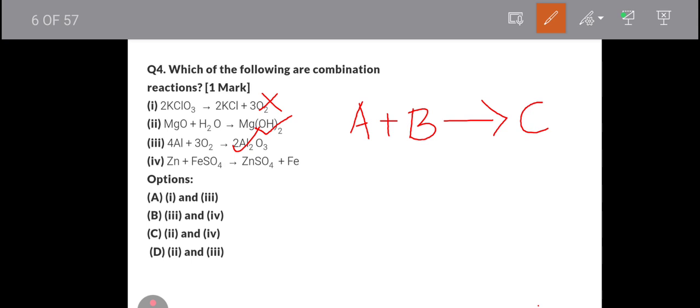Now, you just see the last option. Zinc combines with ferrous sulfate and forms zinc sulfate and iron. Here you see zinc will be displacing iron, right? In the place of iron we got zinc sulfate plus free iron. That is, it is an example of a single displacement reaction. So the correct option for our question is 2 and 3, that is option D is the correct answer. Hope this is clear to you. So let's move to the next question.